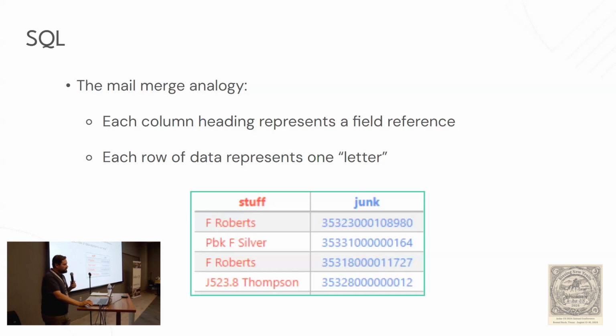So for the SQL, what you mainly need to know is that each row is going to be one of those letters that you're writing. Each row is the data. The column headers are your references. So in this example, my references are stuff and junk, and then I have a letter with column numbers and barcodes here. So I could do a label with it or something like that. There's possibilities for those.